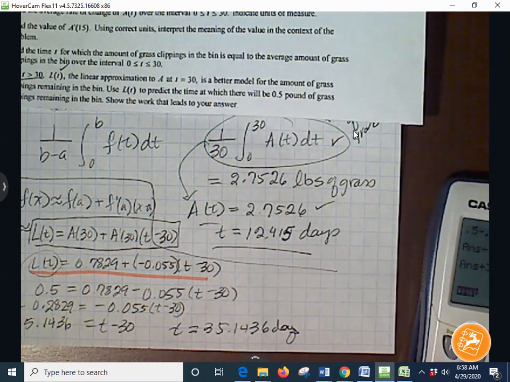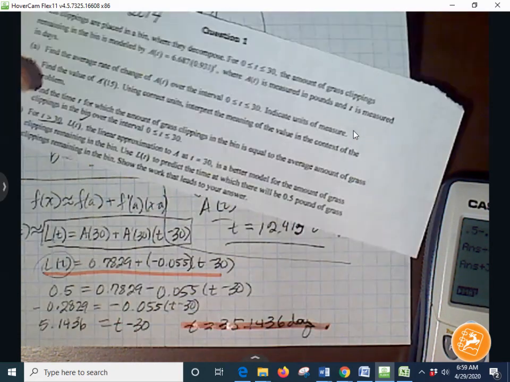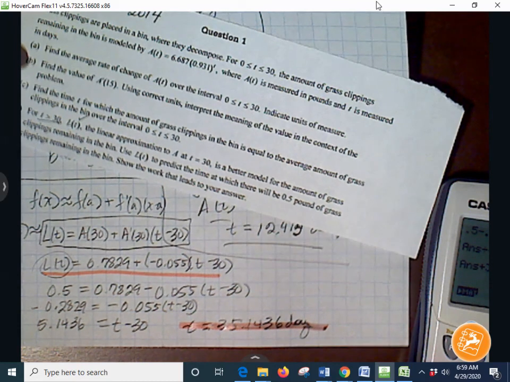And you said show your work, and so I showed my work, and that looks like it's it. There you go. Hopefully that helps. Thank you.